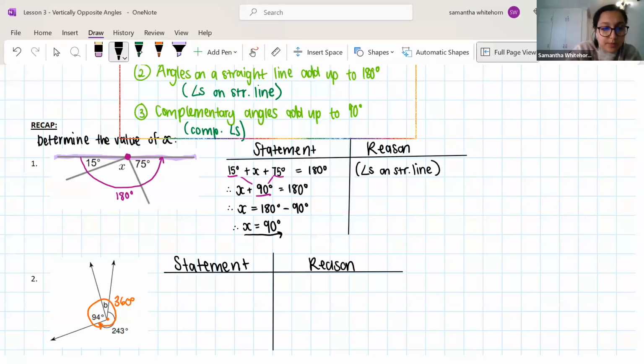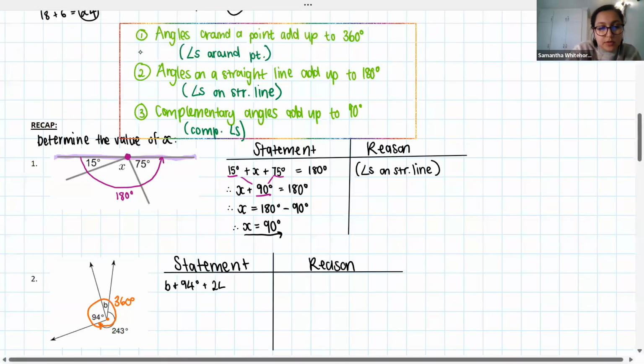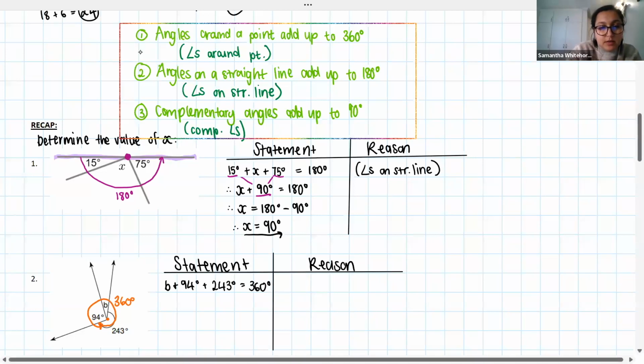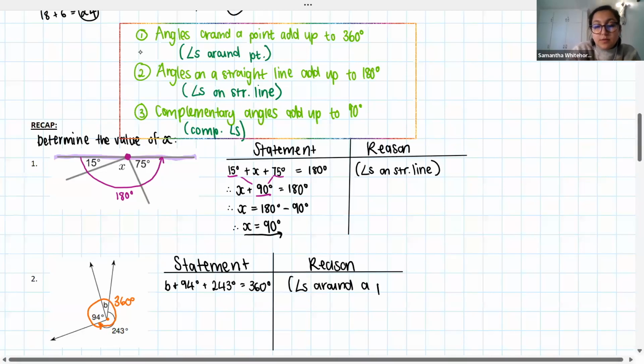I know that B plus 94 plus 243 must give me 360 degrees. And that is all because of you guys, as you guys have wonderfully said there on the chat, our reason is angles around a point. If you just say round a point, that's fine. I say around a point usually, but angles around a point.